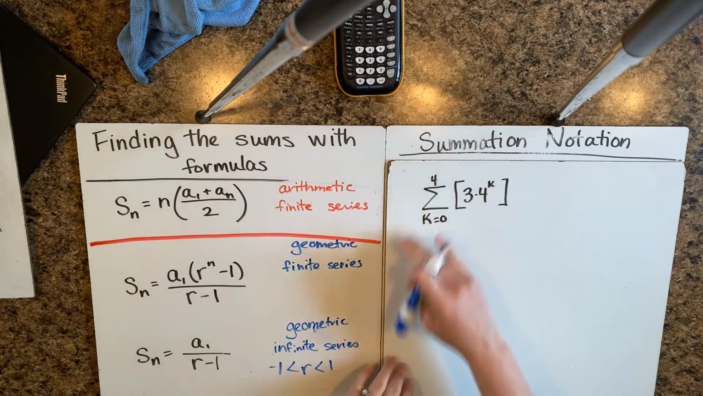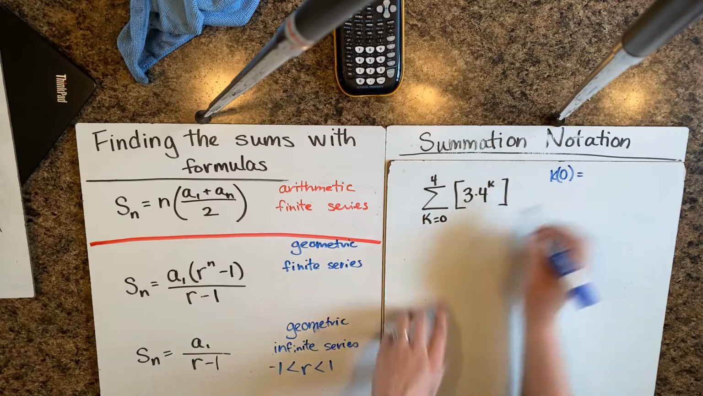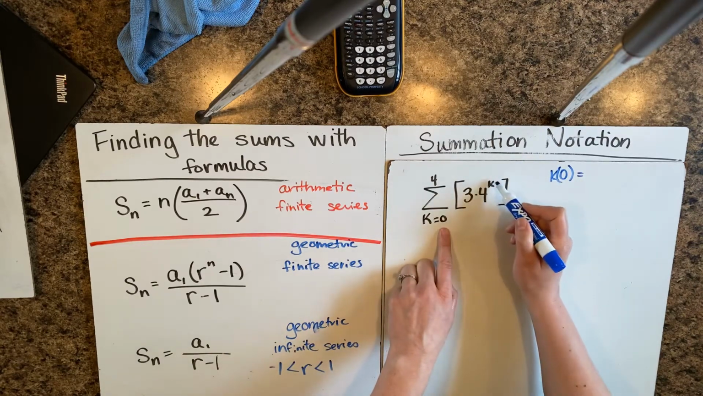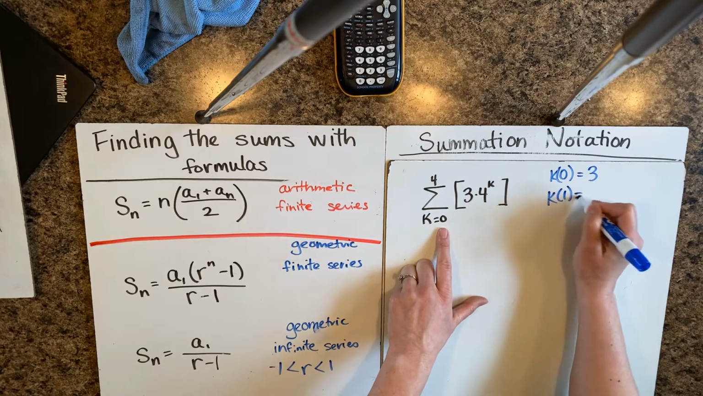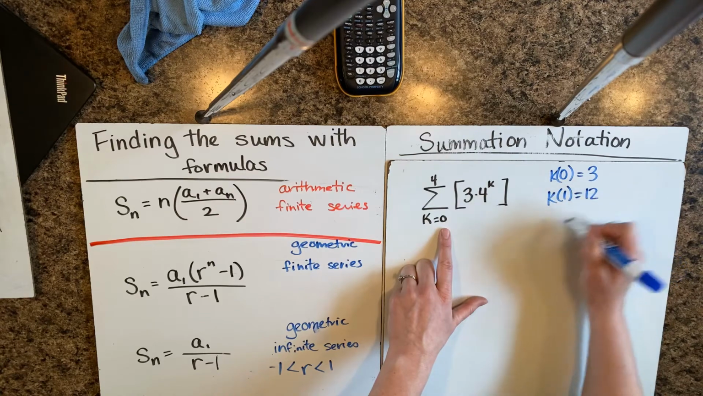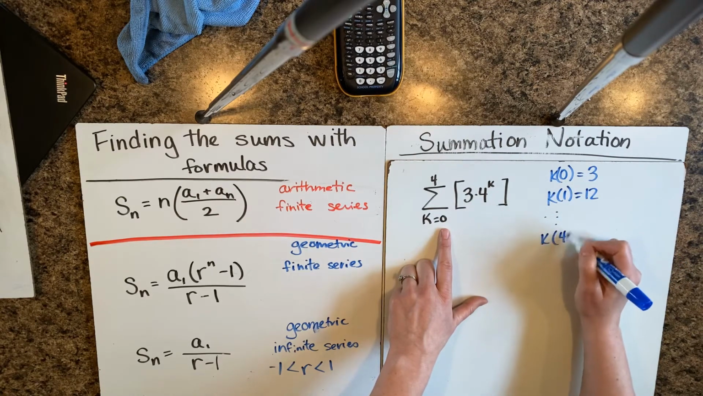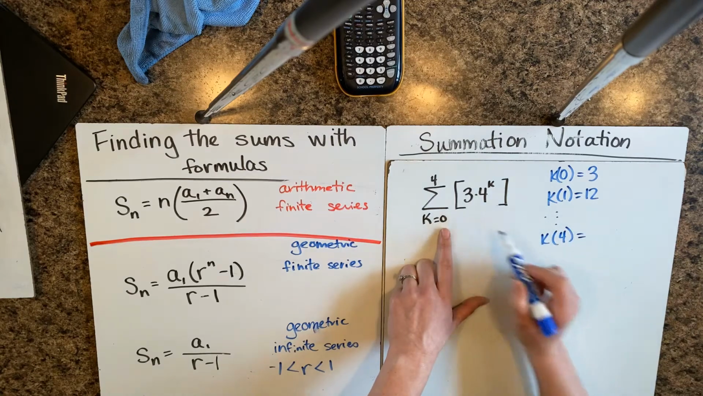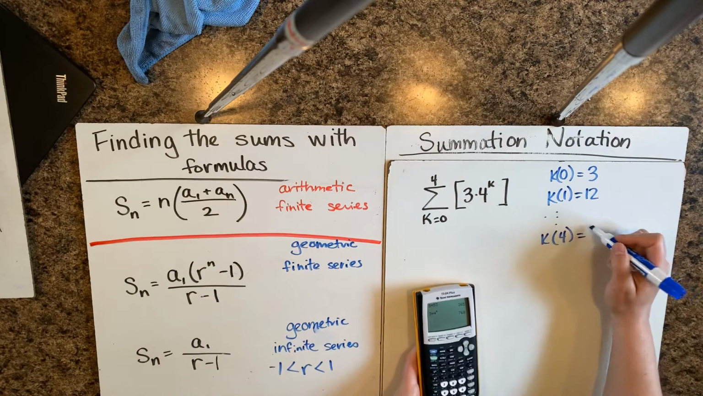I could still write it in summation notation. I can't find the sum of it because this r value doesn't fit in between -1 and 1. So again, what this represents is k of 0 is what happens when you plug in 0 for k. So 4 to the 0 power is 1. 3 times 1 is just 3. K to the first, when I plug in a 1, I get 12, all the way down to k to the fourth, which is 3 times 4 to the fourth, 768.